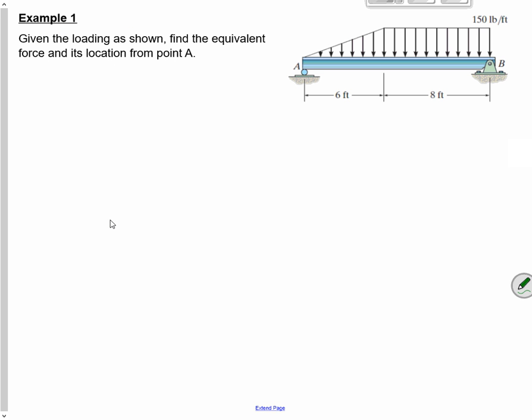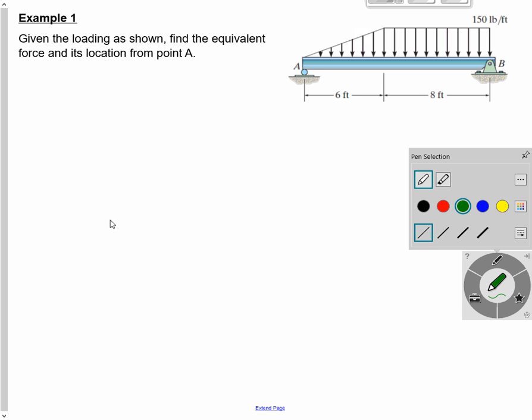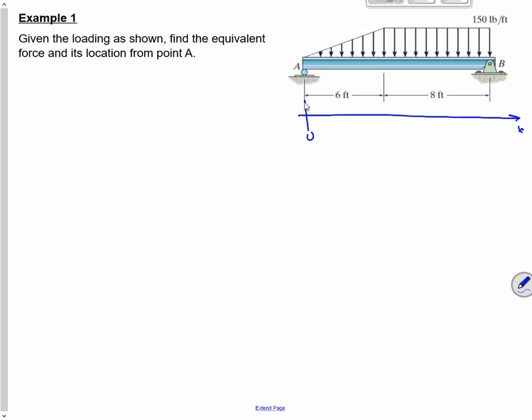So let's work a problem. It'll make more sense. So here's a loading applied to a beam. Find the equivalent force and its location from point A. So I'm going to measure everything from point A. So I'm going to use a coordinate system that looks like this. Here's my x. This is 0. So I'm going to break this up into 2 pieces. One's going to be this triangular loading, and one's going to be this rectangular loading.